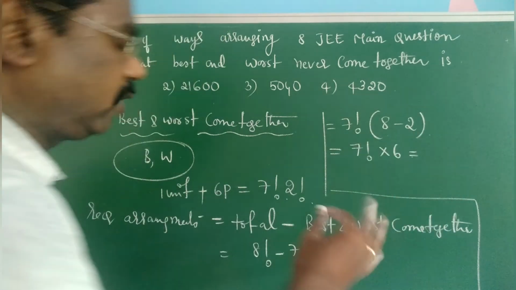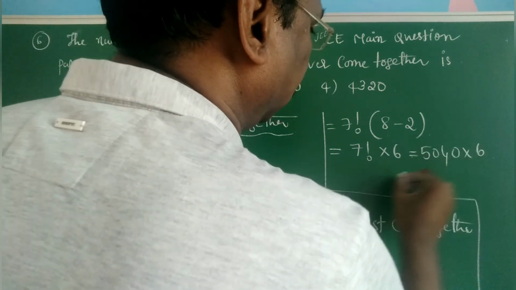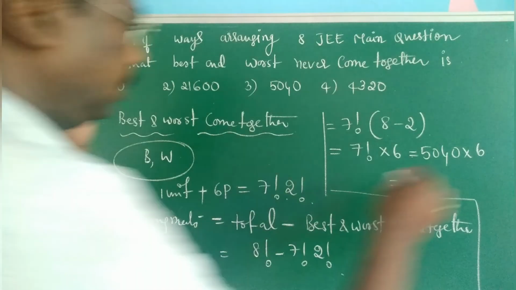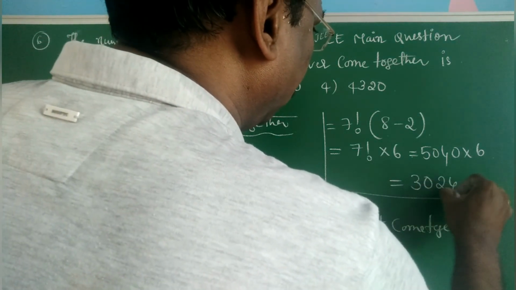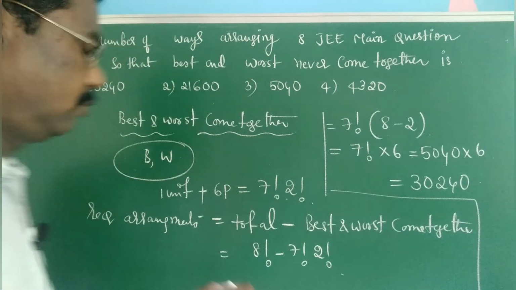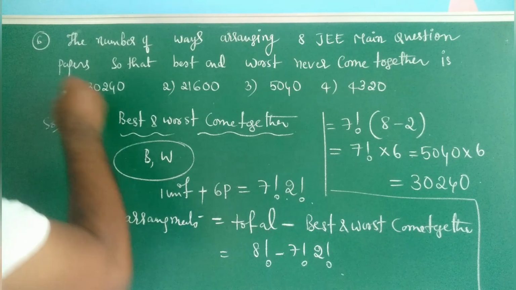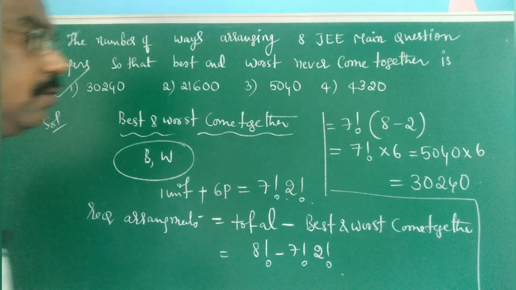Now the 7 factorial value, 5040 into 6 is equal to 30240. Therefore, the total required arrangements, option 1 is the correct one, 30240.